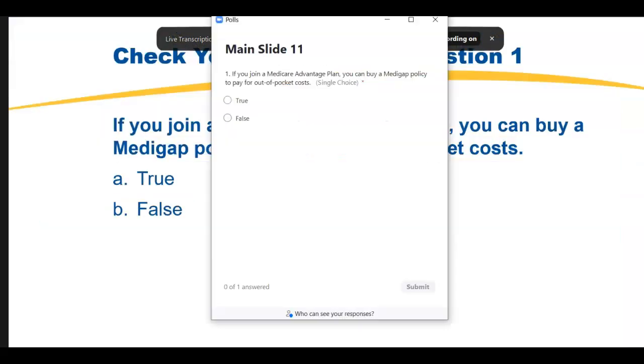Okay, so for our first knowledge check, we have a poll on the screen. We'd like to know: if you join a Medicare Advantage plan, you can buy a Medigap policy to pay for out-of-pocket costs. Is that true or false? I'll give you a moment to select your answer.